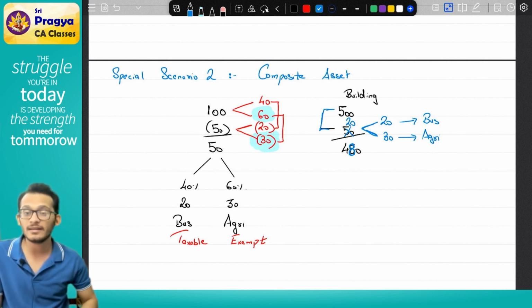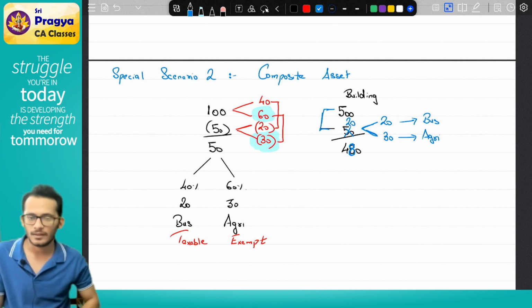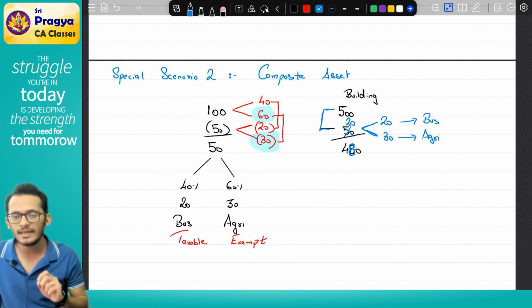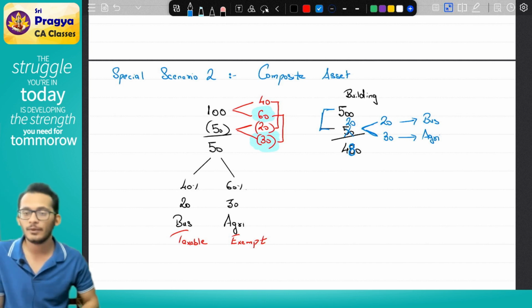Does not change the fact that it is still business. So I do not want to give you only 20 as a deduction. I want to reduce the whole 50.